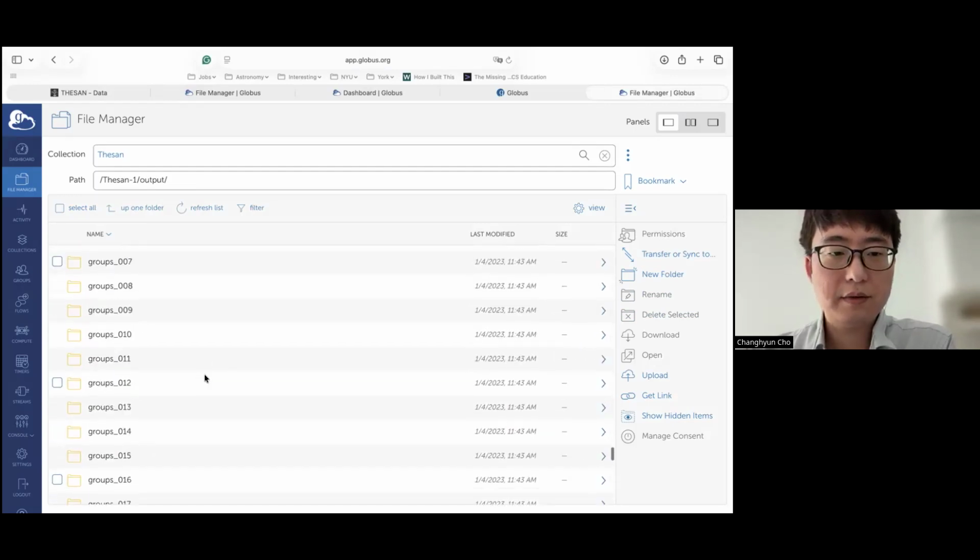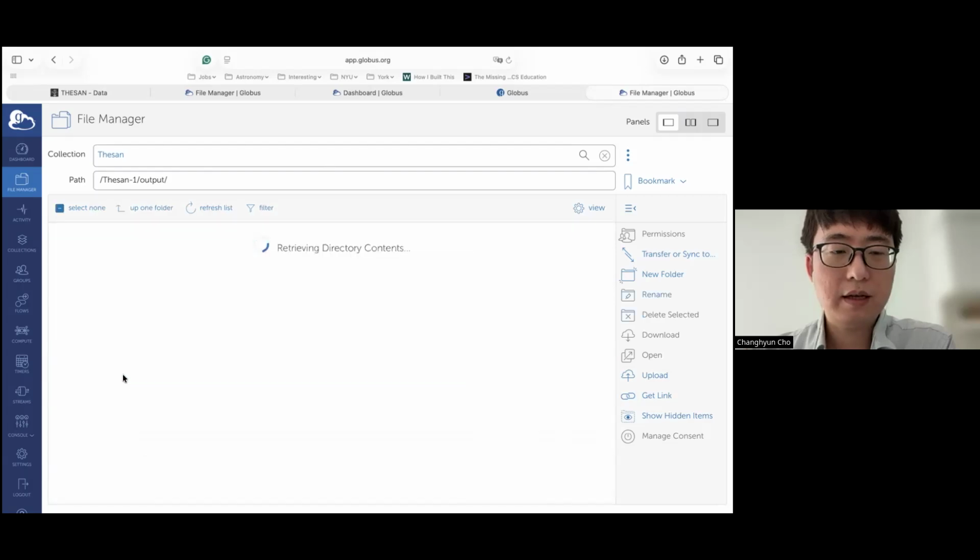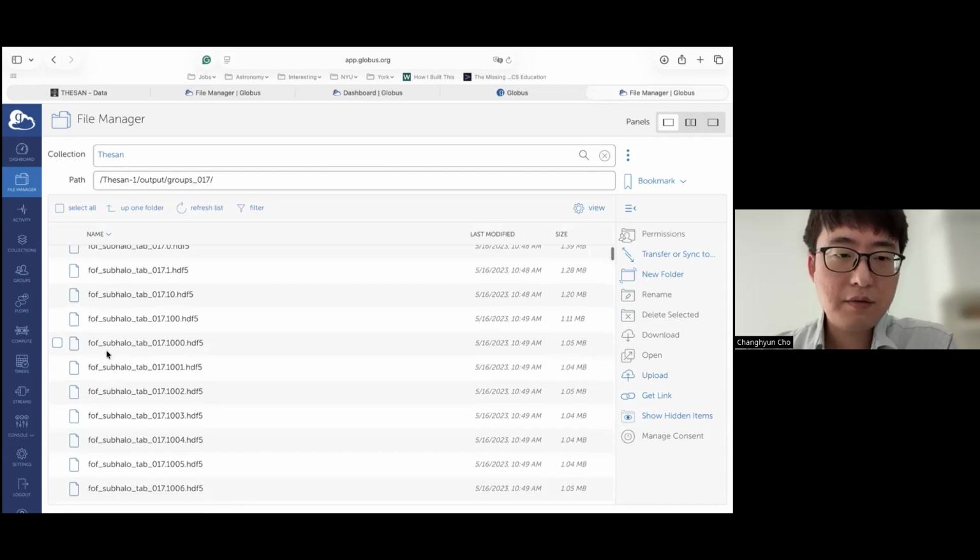The group data has lots of other files as well. This FOF subhalo table is the group catalog. So when you download it and open it, you will see the galaxy information. Let me just change one more screen, and that'll be the end of the presentation.